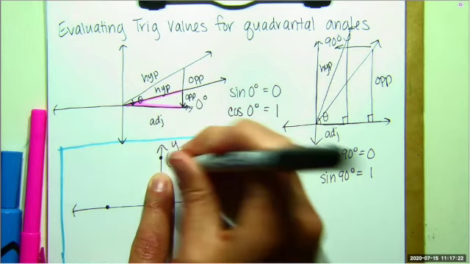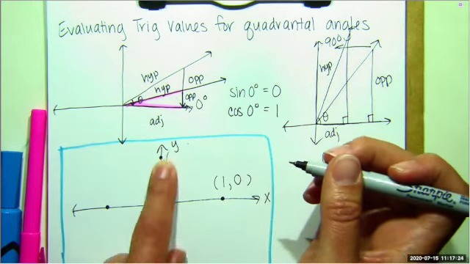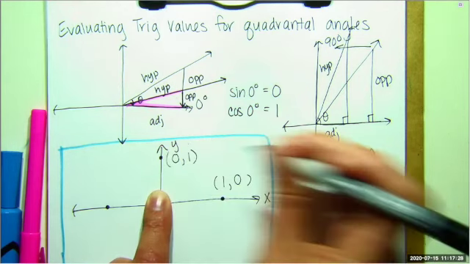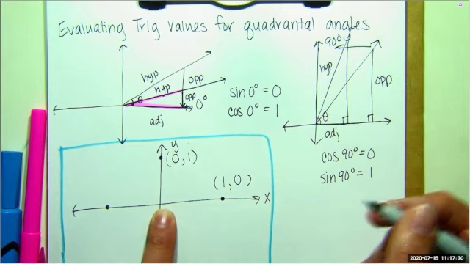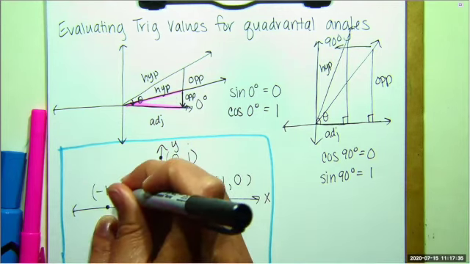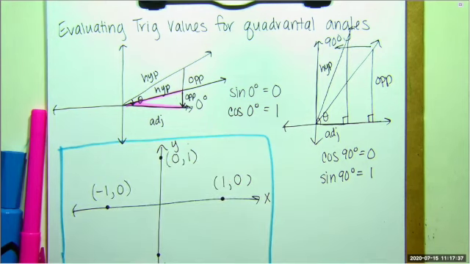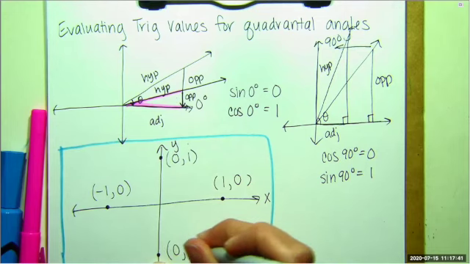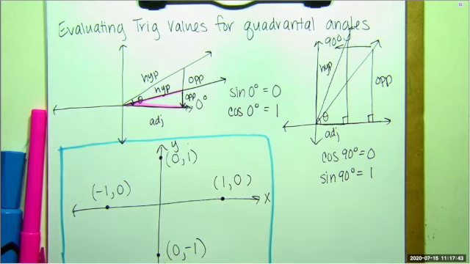Up here, this is a distance of 1 away. The x coordinate is 0. The y coordinate is 1. Okay. A distance of 1 away, the x coordinate is -1. The y coordinate is 0. Down here, a distance of 1 away, the x coordinate is 0. The y coordinate is -1.